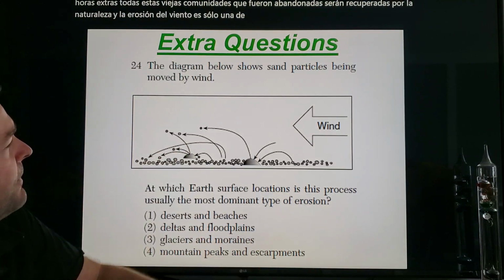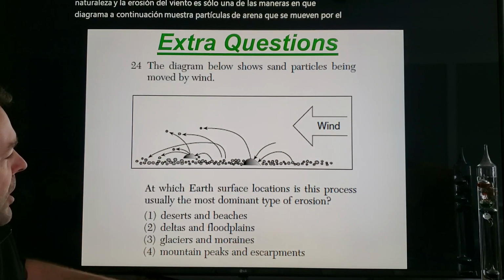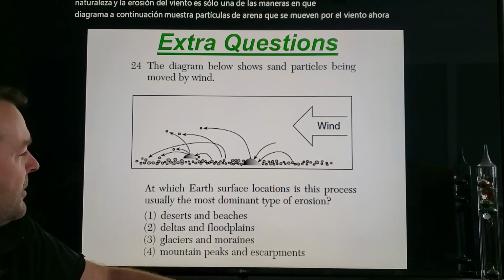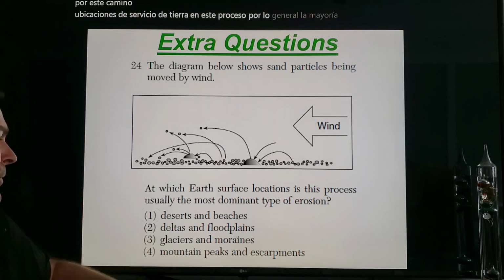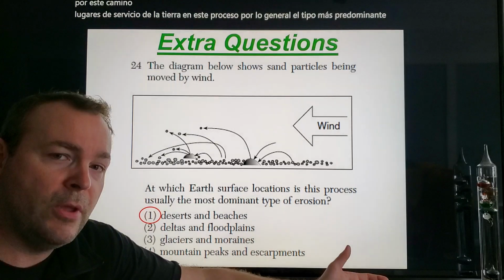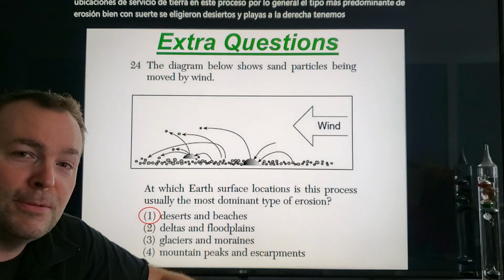Diagram below shows sand particles being moved by the wind. Now we're going this way. At which Earth's surface locations is this process usually the most predominant type of erosion? Well, hopefully you chose deserts and beaches, right, where you have more sand and can be carried great distances.